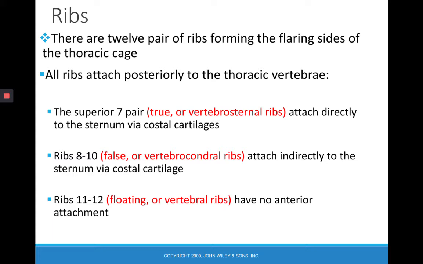Then you have pairs 8 through 10. These are the false or vertebrochondral ribs. They're attaching indirectly because they have to share a costal cartilage in order to attach to the sternum. Then ribs 11 and 12 are the floating or vertebral ribs, and they have no anterior attachment to the sternum.